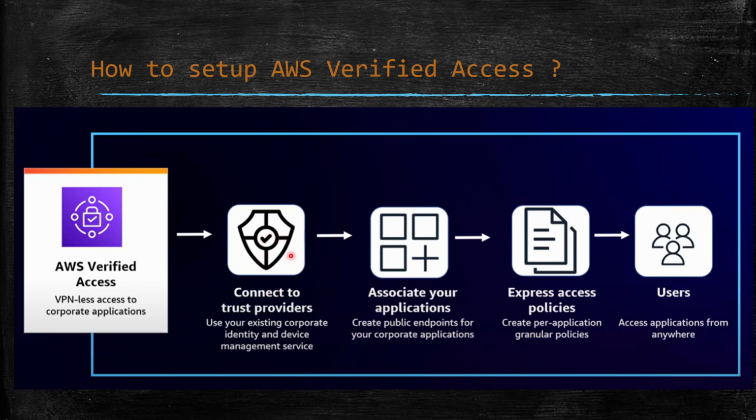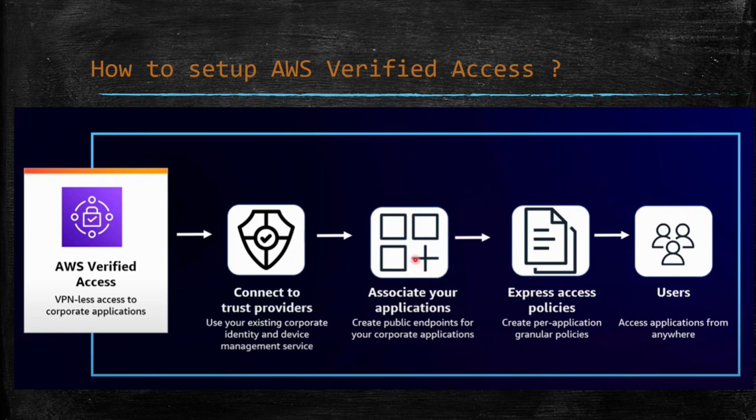Which means you have to connect Verified Access with your third-party IDP. If you don't have a third-party one, AWS Identity Center can be used as the identity provider. And after that, the moment you connect the trusted provider, you have to associate your application. So we need to create a public endpoint for your corporate application. So this is where the integration comes in.